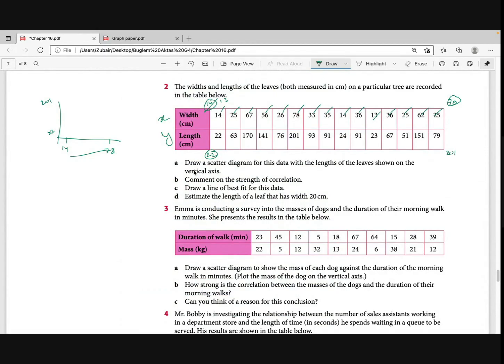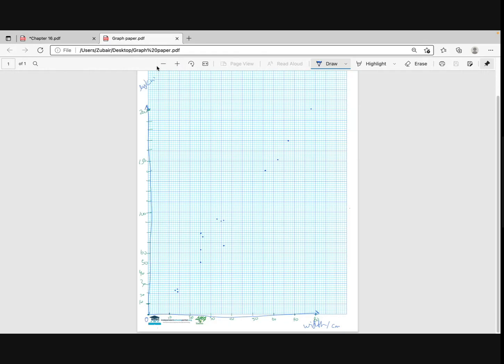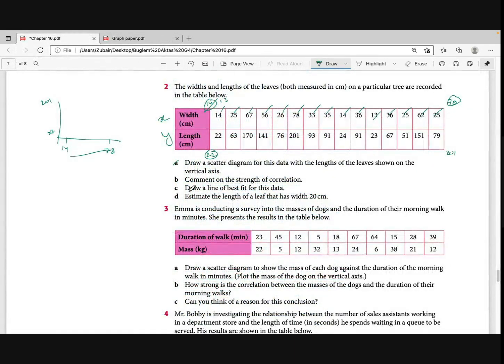Then it says draw, done, comment on the strength of correlation. What do you say? I would say it's fairly strong and positive. Yeah, positive, fairly strong. Okay. Next point says draw the line of best fit for this data.